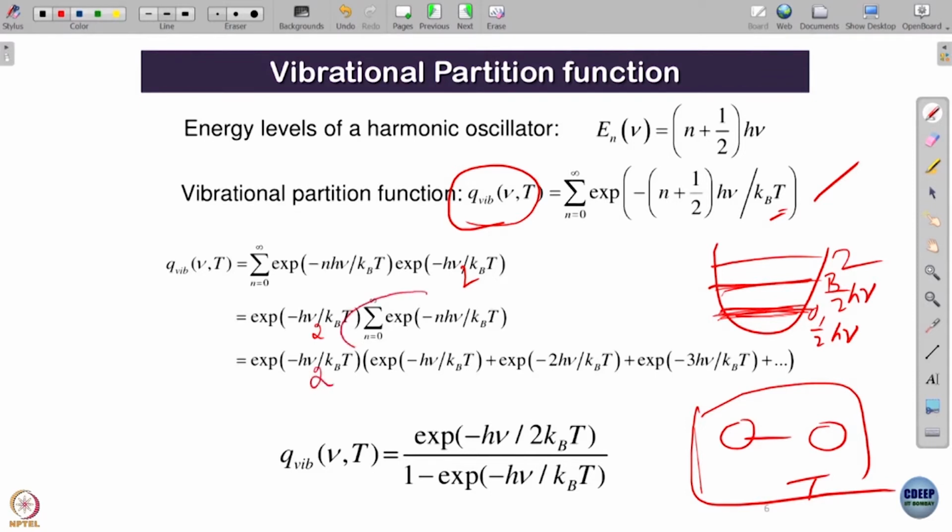So this is the sum that I have to do, and this is very easy, right?